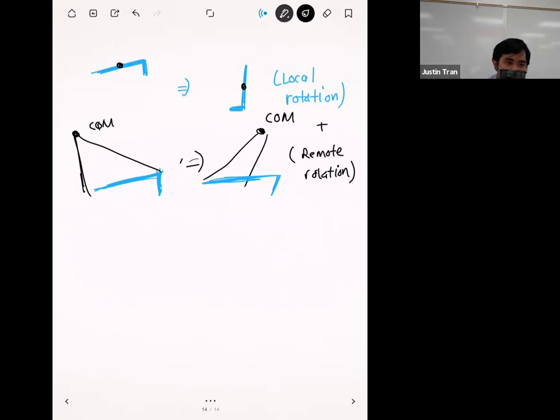Most of the time it happens when you have remote, which is like a bigger picture kind of thing. And so it's a rotation. Usually whenever you have a rotation around an axis that's not your center of mass, you're going to have both of these, because it's a combination of these two motions.